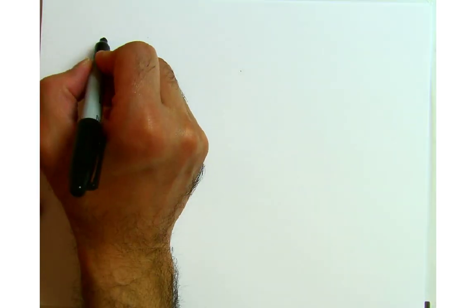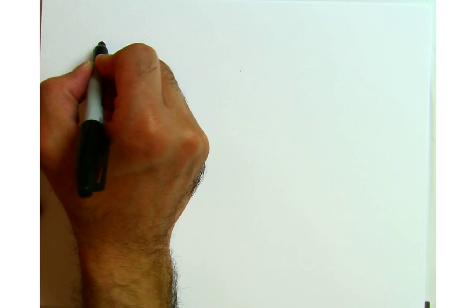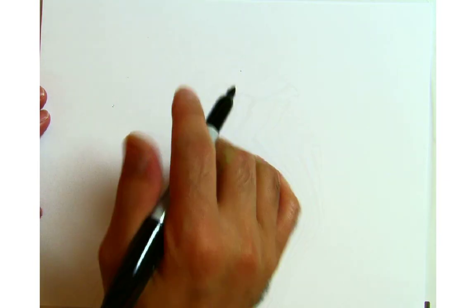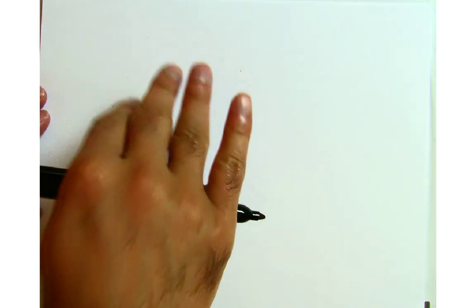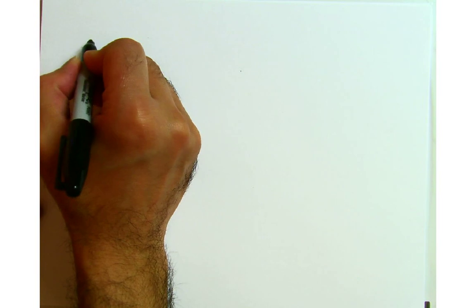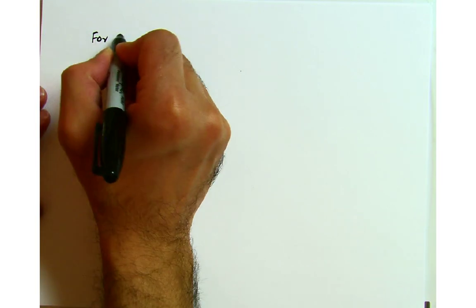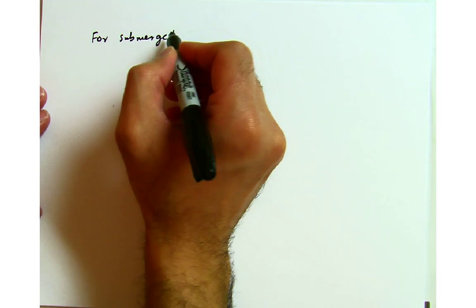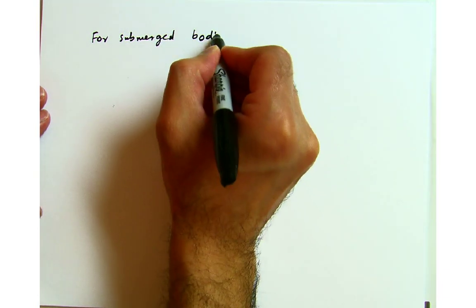But let's actually look at the submerged objects. There are examples of submerged objects. A blimp can be a submerged object because it's completely surrounded by the air. The other one is a submarine, because most of the time it's completely inside the liquid. So let's look at submerged bodies, and then we will look at the floating bodies.